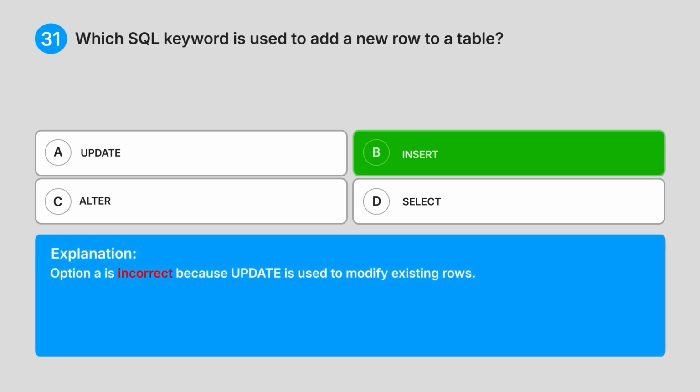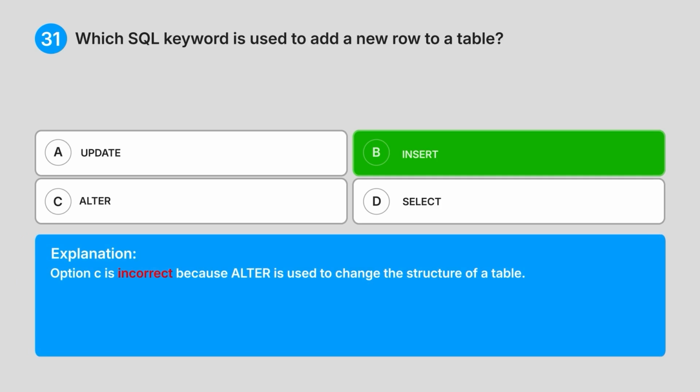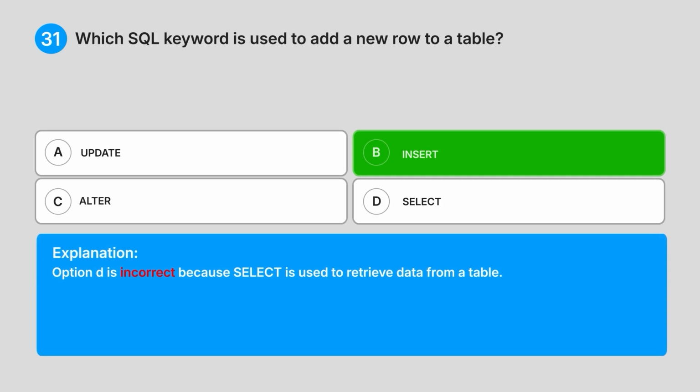Option A is incorrect because UPDATE is used to modify existing rows. Option C is incorrect because ALTER is used to change the structure of a table. Option D is incorrect because SELECT is used to retrieve data from a table.